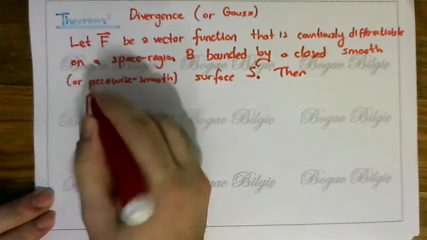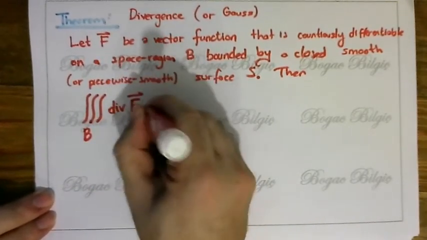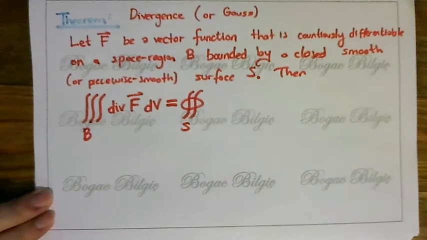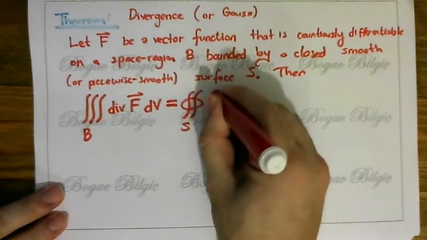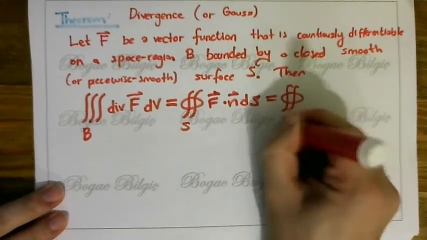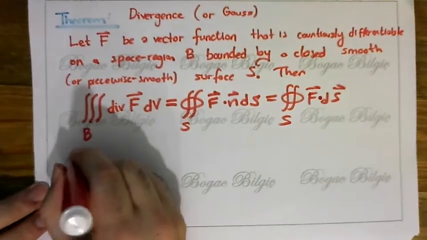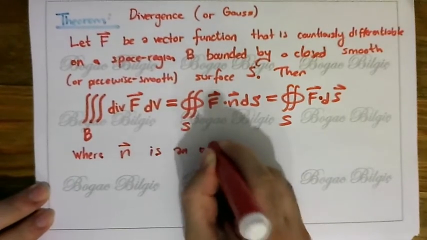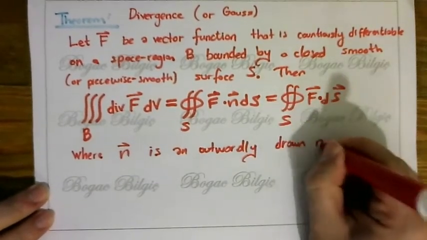Then the triple integral on B of the divergence of F dV is equal to the surface integral over the closed smooth surface S of F dot n dS, where n is an outwardly drawn normal.